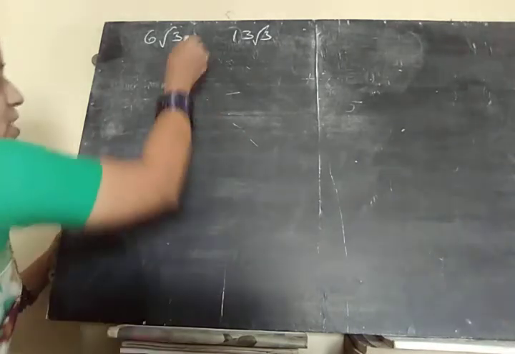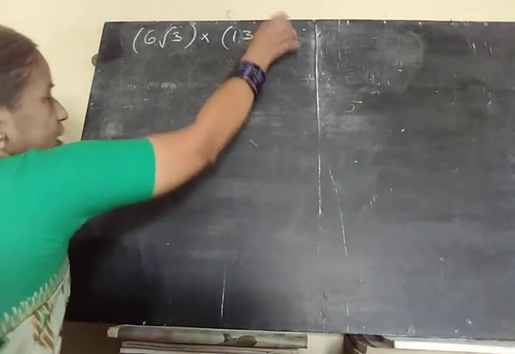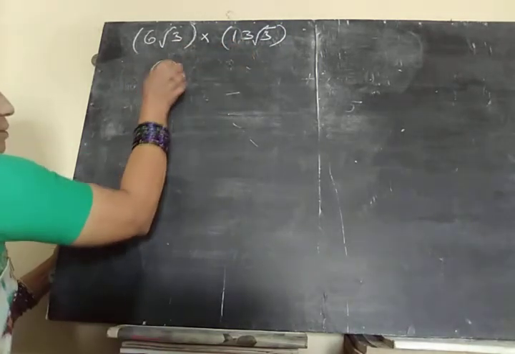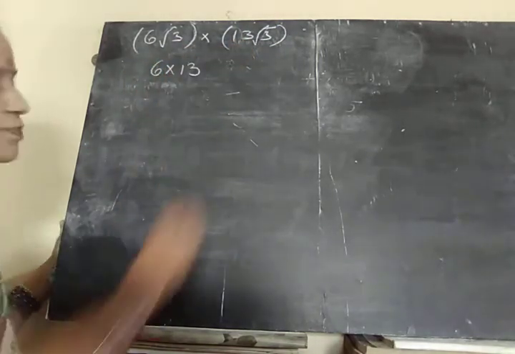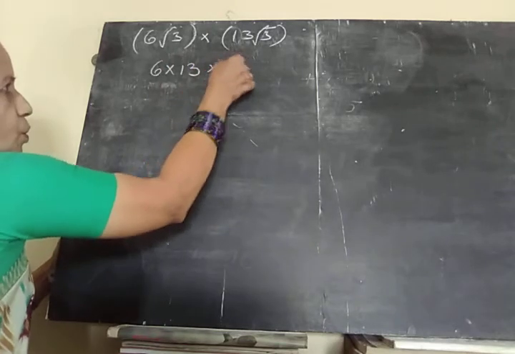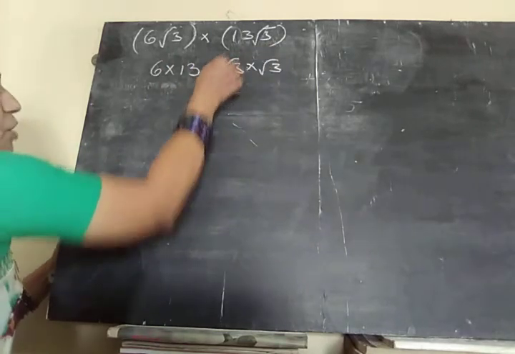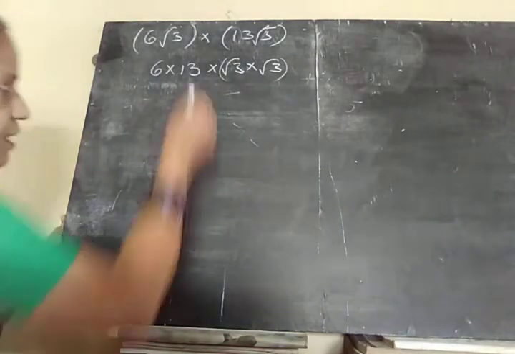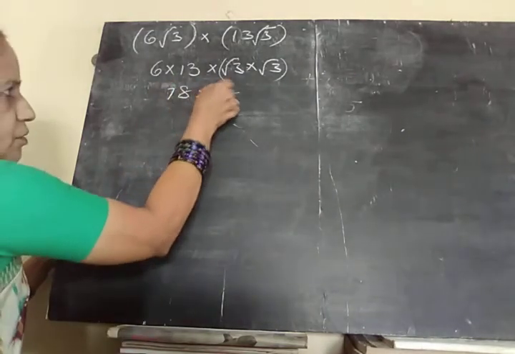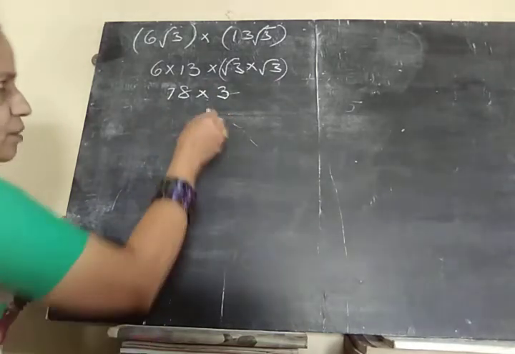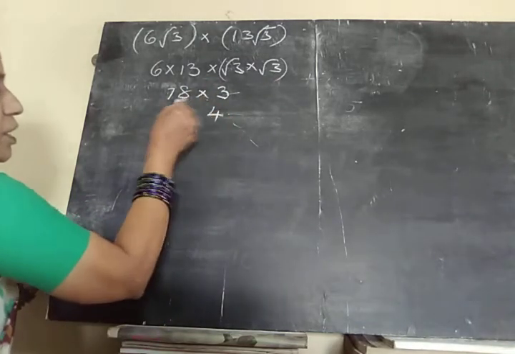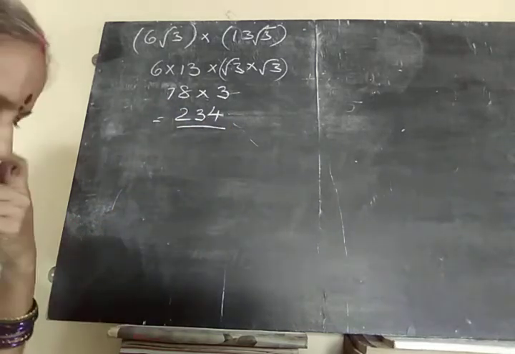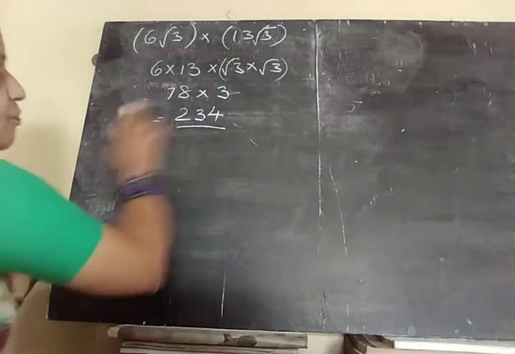Multiply 6 root 3 with 13 root 3. Okay, 6 into 13. Take the rational numbers first: 6 into 13 into root 3 into root 3. So root 3 into root 3 becomes 3. So 6 into 13, 78. 78 into 3: 3 8s are 24, 3 7s are 21, plus 2 is 23. So 234. Final answer is 234.